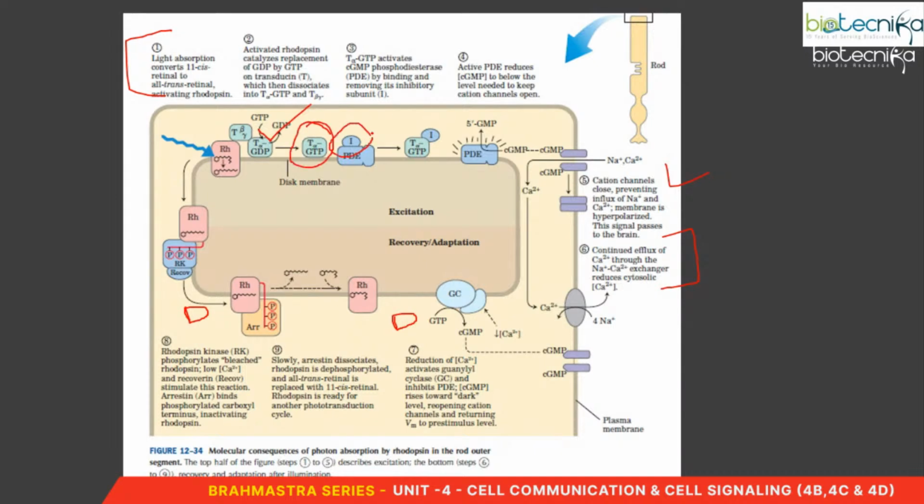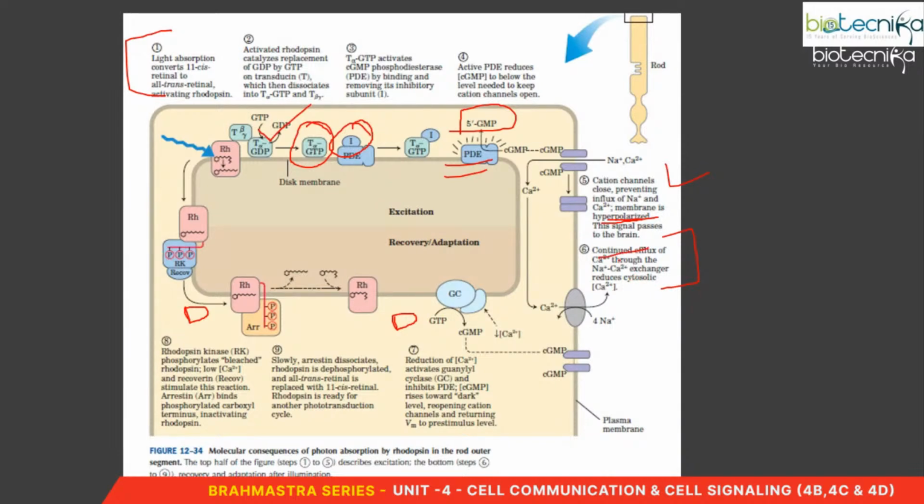It removes the inhibitory subunit from phosphodiesterase. So this leads to the degradation of cGMP. All the channels will be closed, preventing the inflow of ions, leading to hyperpolarization of the membrane.